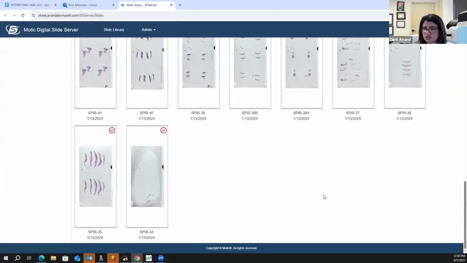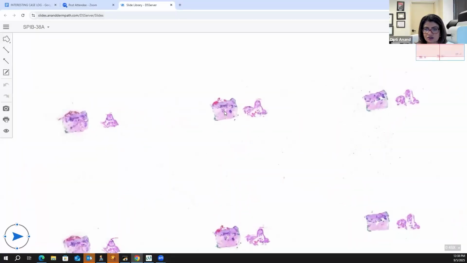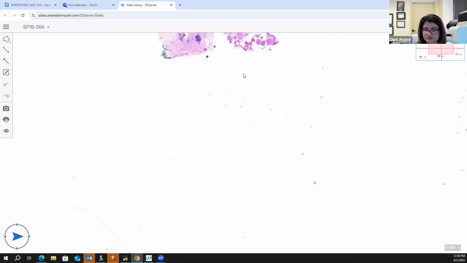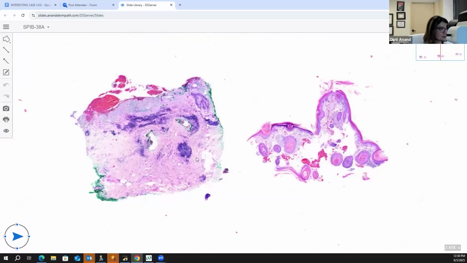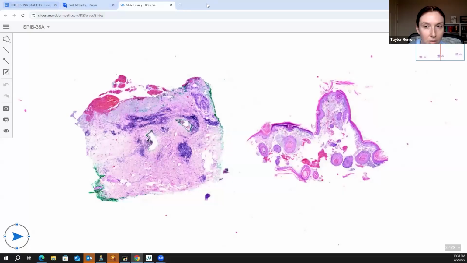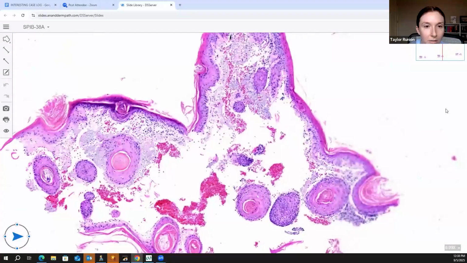We have the next one, which is 38, and that has an A and a B. Okay. Curious to see what you guys thought about this. I can take this one. Here, I thought it looked like we had a superficial and a deep infiltrate. And then I thought I saw some mucin as well. And then also noticed maybe some follicular plugging. So I was thinking maybe discoid lupus.